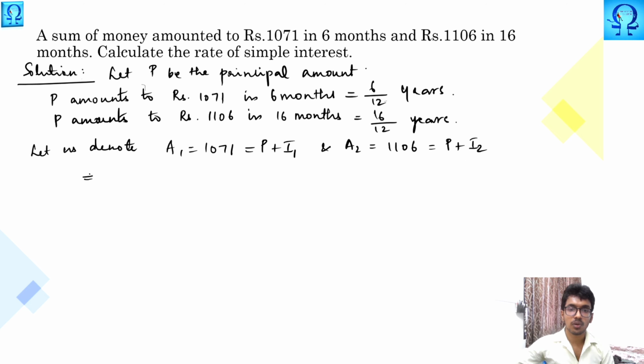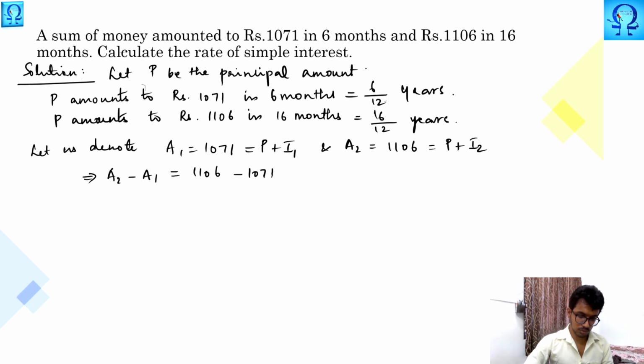So if you calculate A2 minus A1, what are you going to get? 1106 minus 1071. You may make use of a calculator to do the calculation if you want. So it is 35 rupees. So this 35 is what we have to work with now. Let us do it.